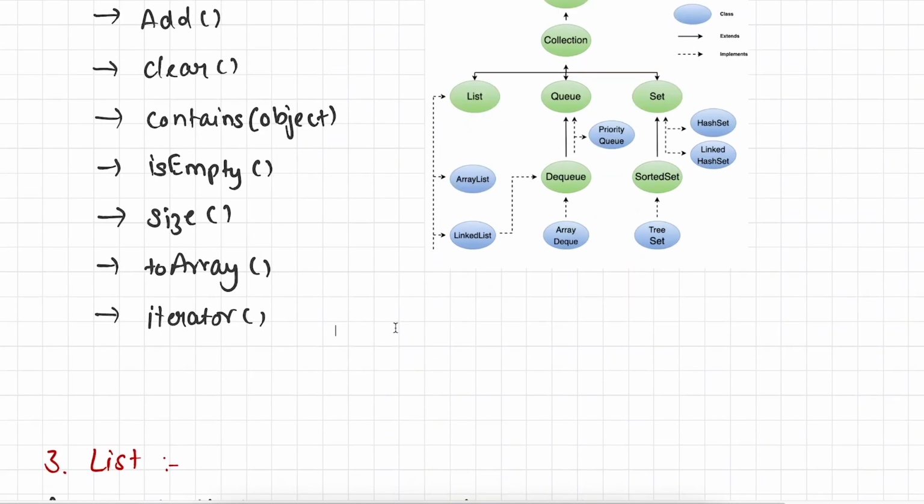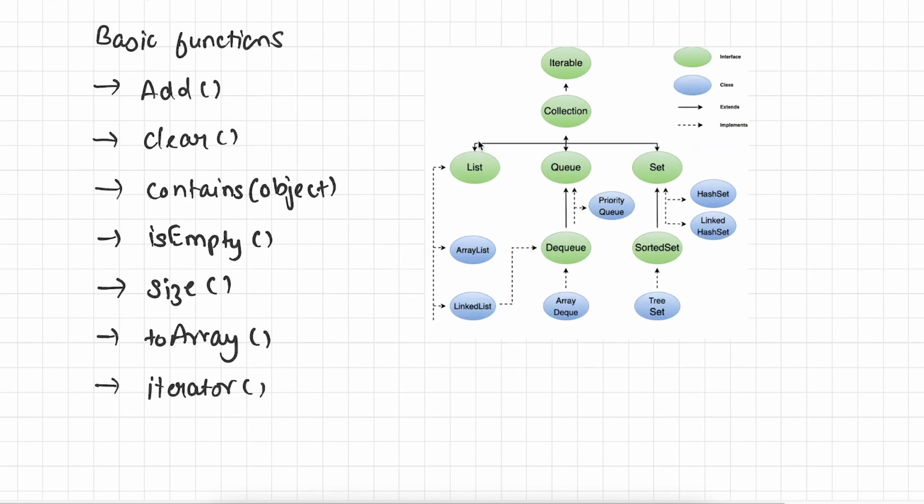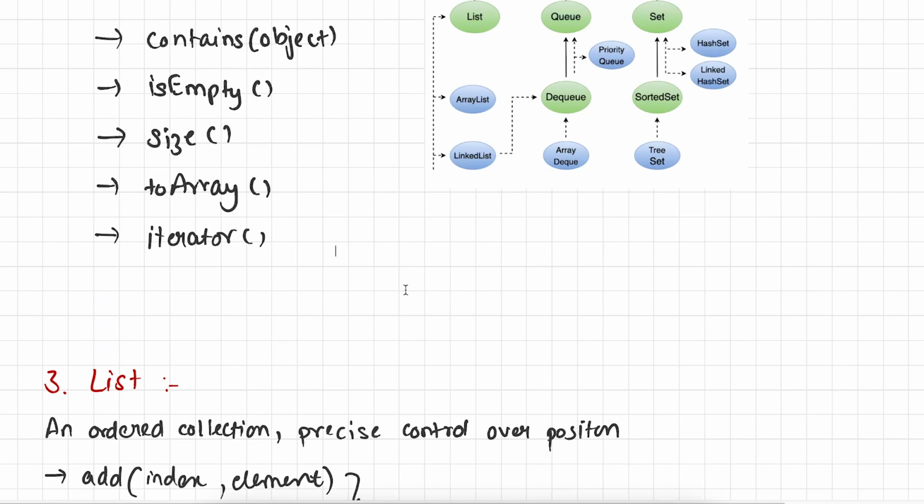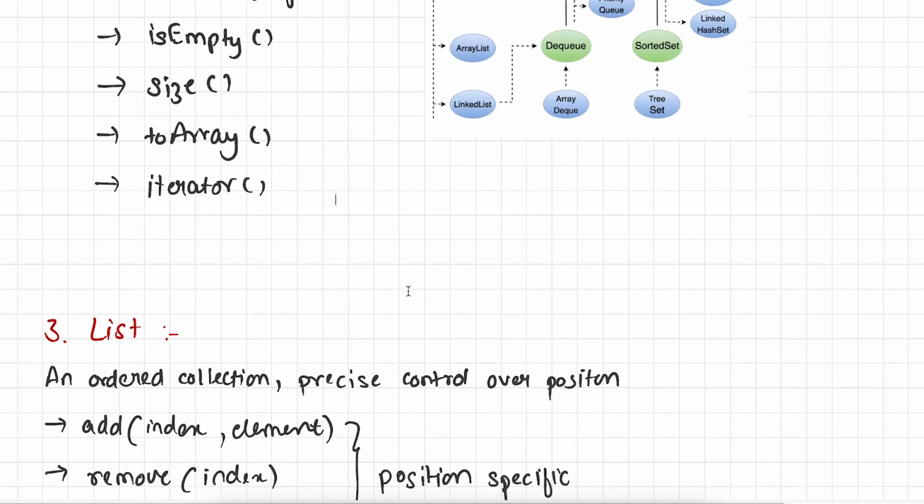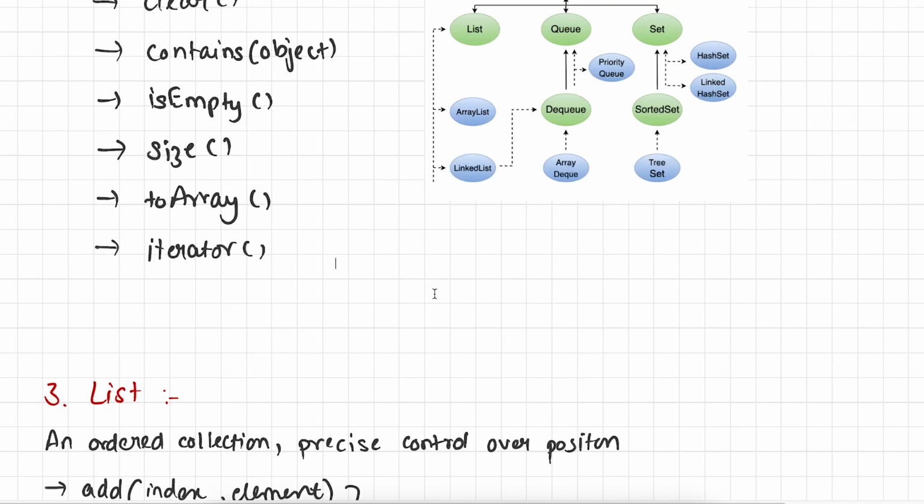Now let's move on to the next interface, that is the List interface. As you can see here, the List interface extends Iterable and Collection. So the List interface contains all the methods that are available in Iterable and Collection, and additionally it defines a few more functions or methods that are specific to the list type of collection.